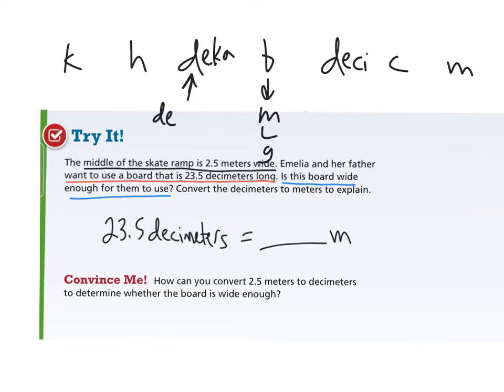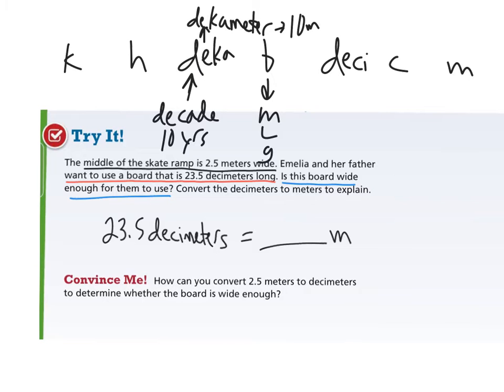So maybe just think about deca. You can think about a decade. Decade is 10 years. So a deca, like a decameter, is 10 meters, just to give you an idea. Deci is like a tenth of a meter. 1 decimeter would be a tenth of a meter.